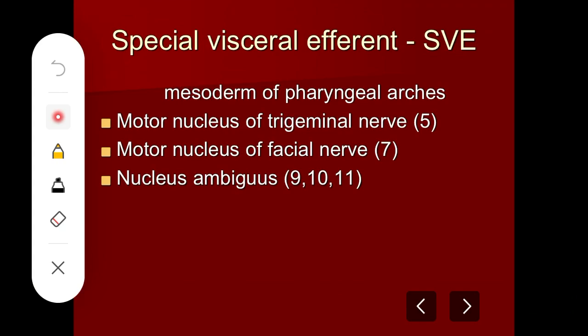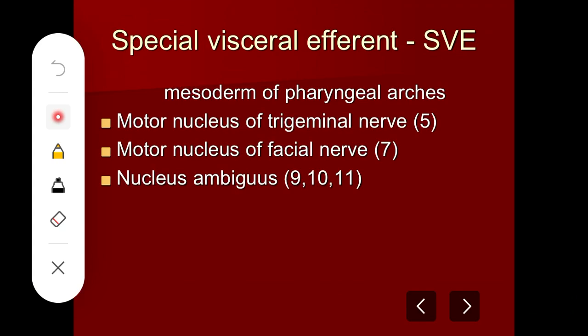Fine. So how far have we reached now? How many functional columns were there? 7. How many motor? How many sensory? 3 motor, 4 sensory. Name the motor: SE, then SVE, then GVE. SE was somatic efferent. What does it mean? Efferent to structures that are derived from somites. Name the cranial nerve nuclei: 3, 4, 6, 12. Why? Because they supply structures represented by the extraocular muscles and muscles of the tongue. Good.